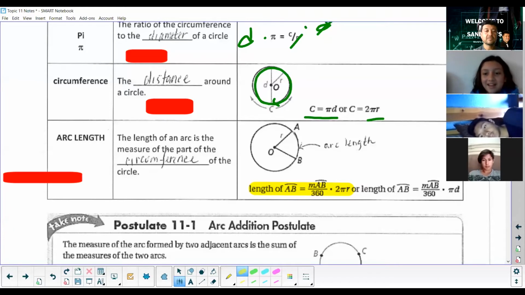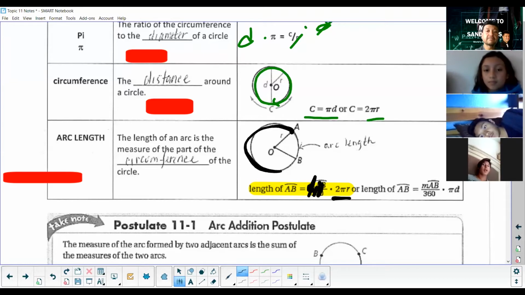So it says that the length of AB is the same as the measure of AB over 360, divided by 360, times 2 pi r. Okay, so to help us here, let me do this. If I took this out, what is this equation right here? The circumference. Circumference equation, right? So it gives you the distance all the way around, right? Okay, now do I want the distance all the way around? And it says arc length right here. No, you only want the arc length. You only want the arc length, right?